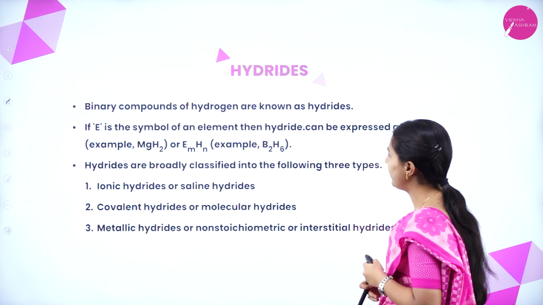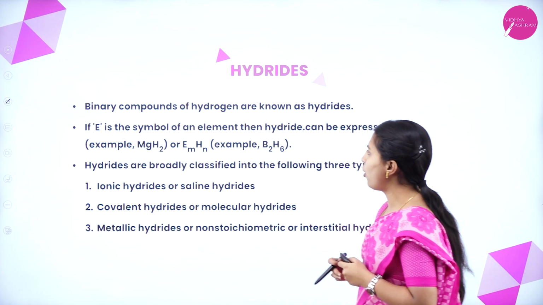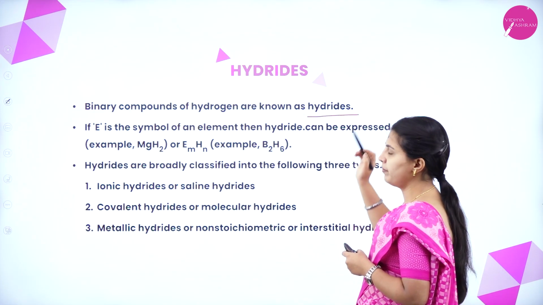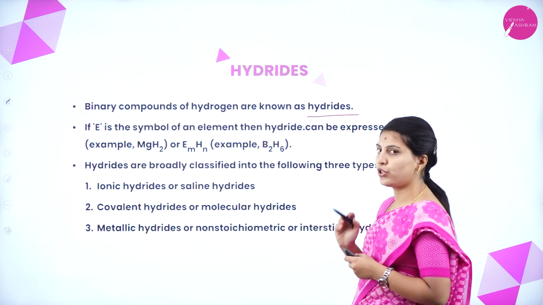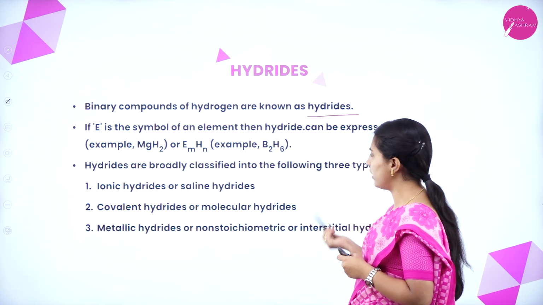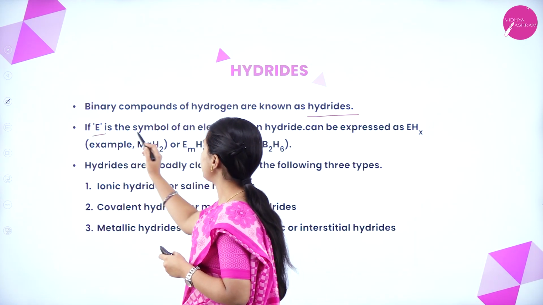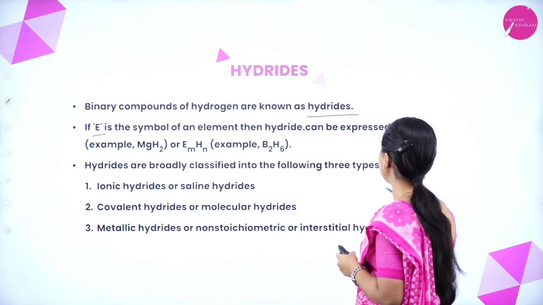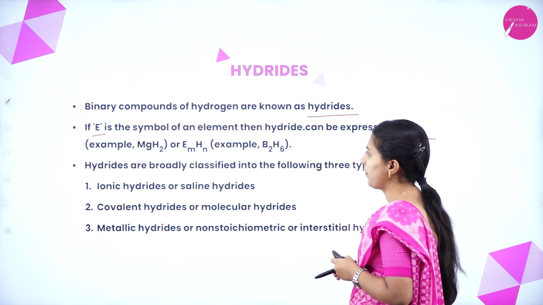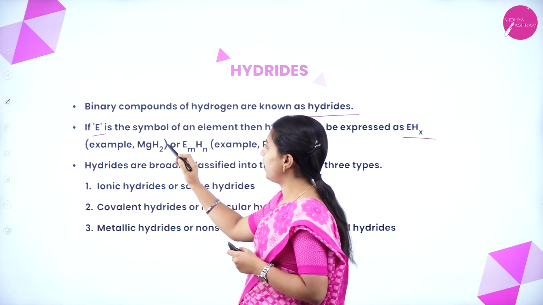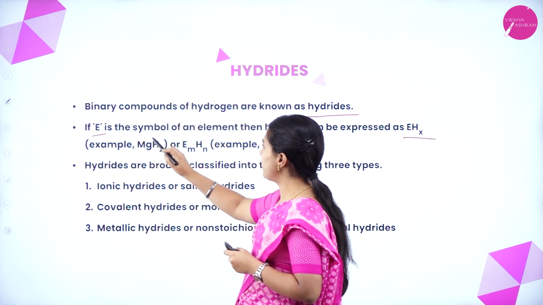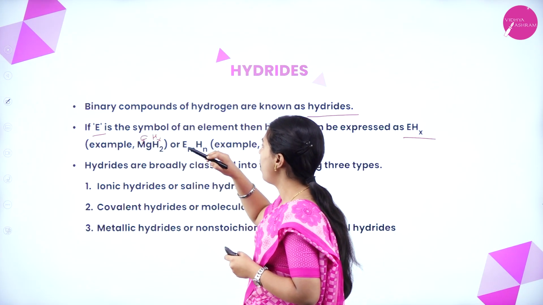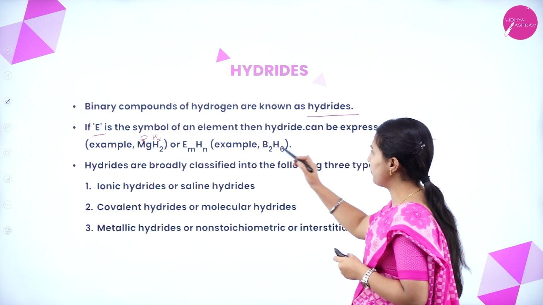Next is hydrides. Binary compounds of hydrogen are known as hydrides. Binary compounds of hydrogen, two-element compounds of hydrogen, are called hydrides. If E is the symbol of an element, then hydride can be expressed as EHx. For example, MgH2. E is the symbol of an element, this is H, this is x. Or EmHn, that is B2H6.